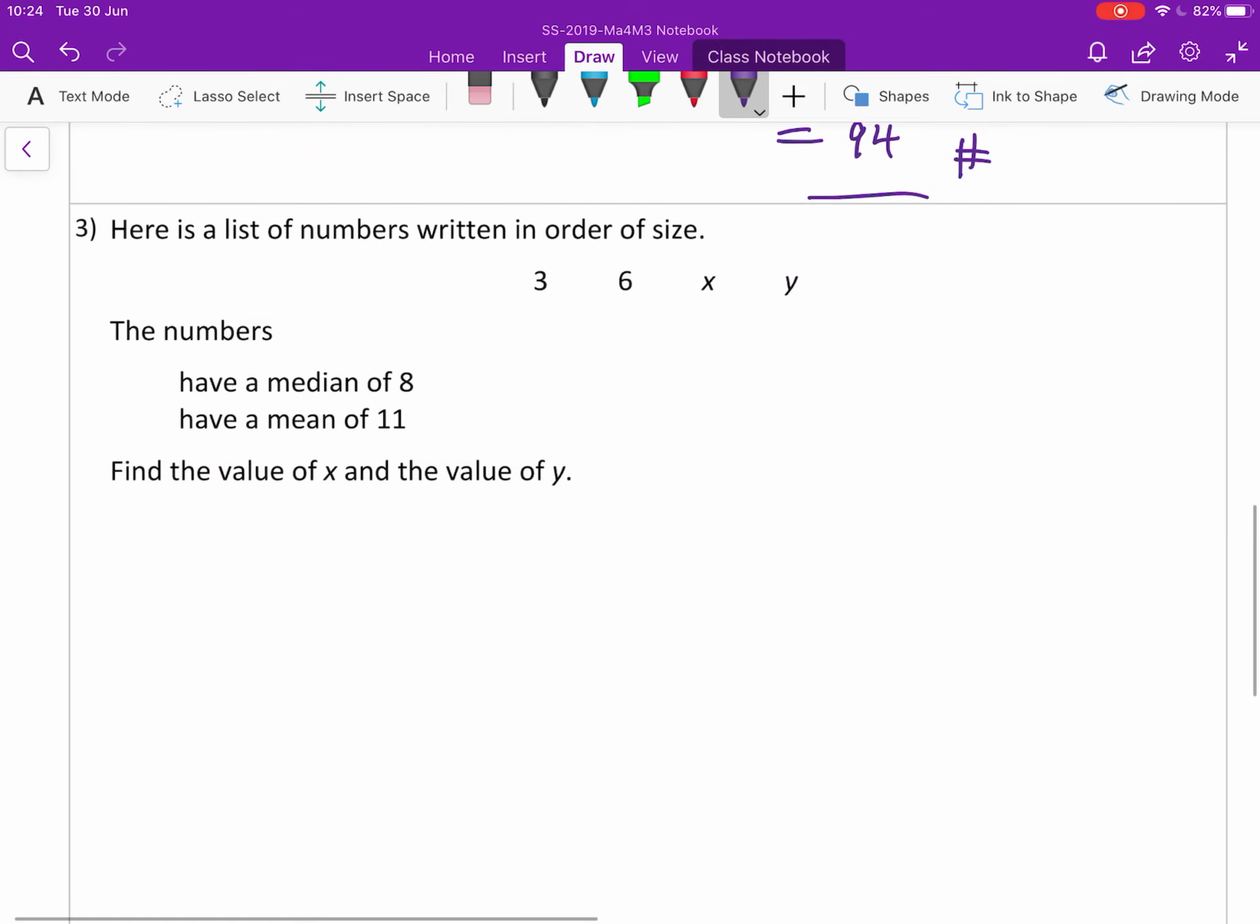Last one here. Number 3, here's a list of numbers written in order of size: 3, 6, X, and Y. The numbers have a median of 8 and a mean of 11. Can you work out the values of X and Y?